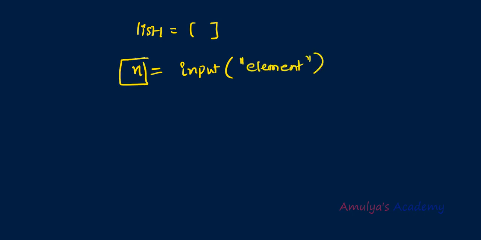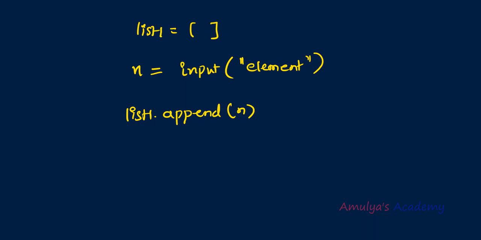Now to take the user input for list, first we can create an empty list like this. Next we need to add an element to list1, and we need to take that element from the user. So for that I'll use the input function. I'll take n equal to input function, which will allow us to enter the element. I'll ask the user to enter the element like this. And next we need to add this element to list1. For that I'll use the append function. So I'll write list1.append(n). Now one element is added to list1.